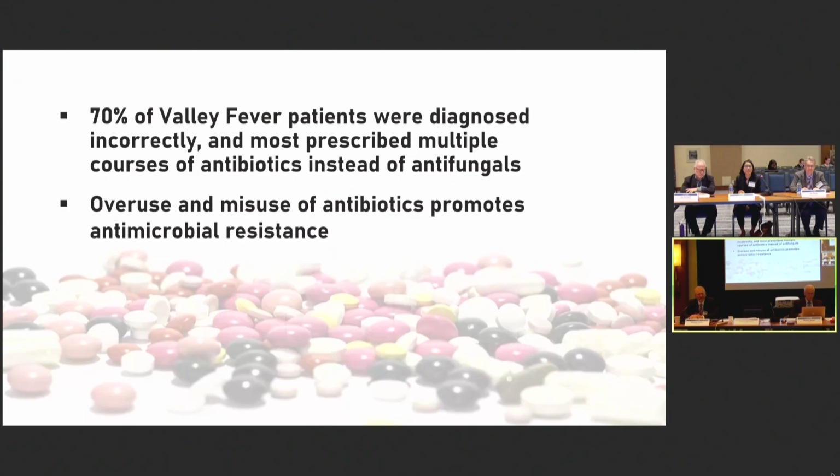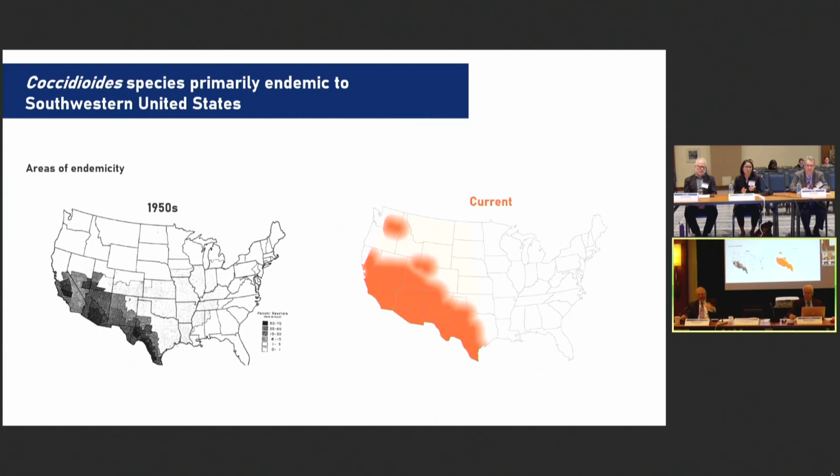Next slide. And what we're finding from much of our enhanced surveillance data that we've collected over the years is that most patients with valley fever are diagnosed incorrectly. And most of these are prescribed multiple, not one, multiple courses of antibiotics when they should be receiving antifungals. And of course, we know that this overuse and misuse of antibiotics helps to promote antimicrobial resistance. And so in response to this, one of the big things that CDC tries to do to increase more rapid and accurate diagnoses of valley fever infection, next slide, is to better understand where these species live.